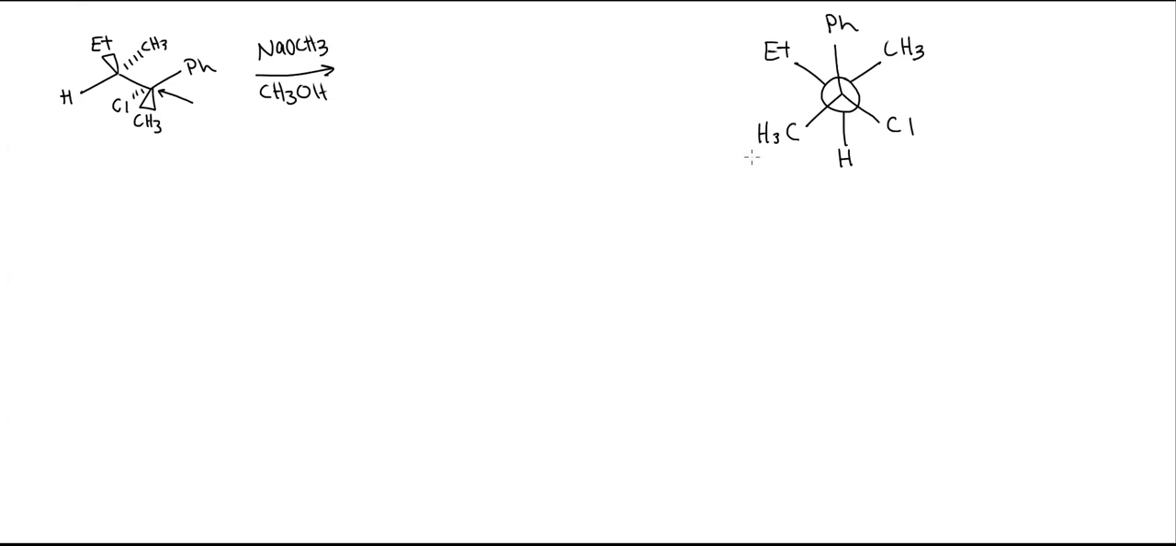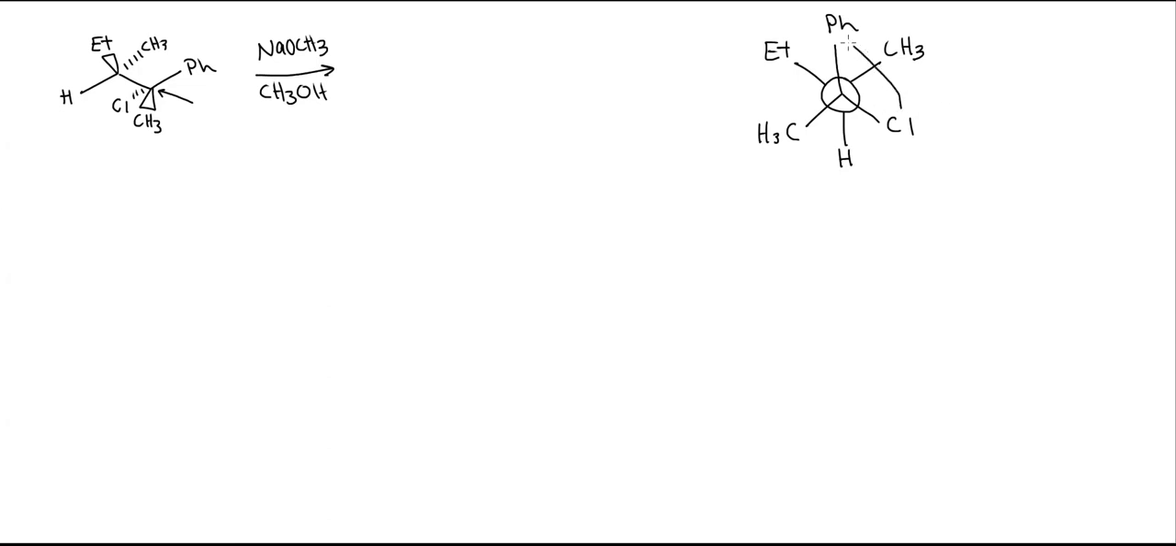So in order for an E2 reaction to happen, I need to make sure that the hydrogen that I'm taking, this would be the hydrogen I'm taking, right? And my chlorine, in this case, are opposite each other. Well, are they opposite? No, they're 60 degrees apart right now. So I need to make sure that they are opposite. So I'm going to have to rotate this front bond to make sure that they are 180 degrees apart. Okay. So I'm going to have to rotate this front bond 120 degrees.